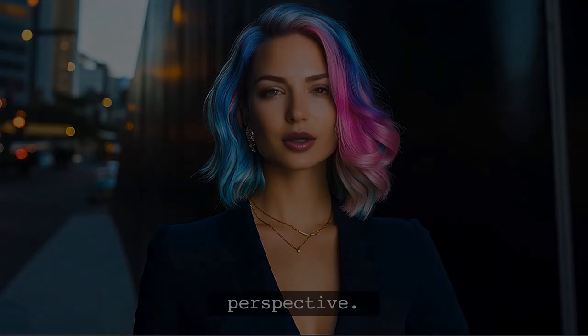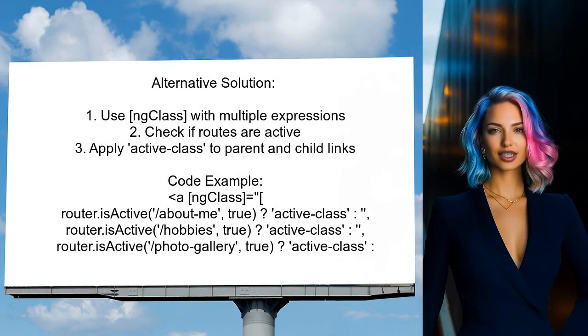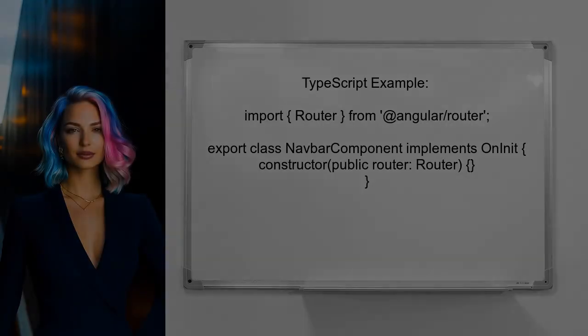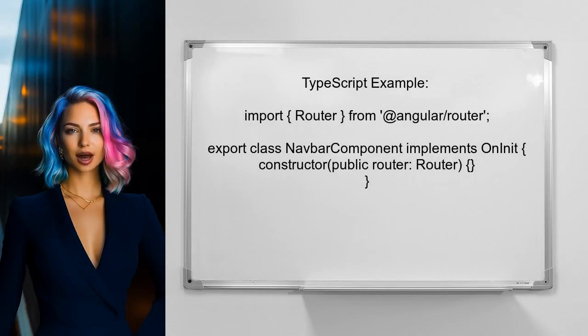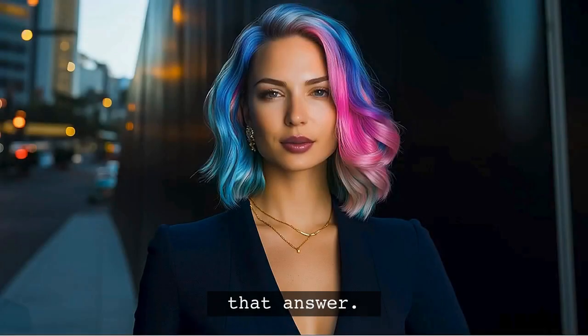Let's see another perspective. An alternative approach suggested by a user involves using ng-class with multiple expressions. They create an array that checks if specific routes are active and applies a class accordingly. In their TypeScript file, they import the router and use it to check the active routes. This allows for dynamic styling based on the current route. That's all on that answer.